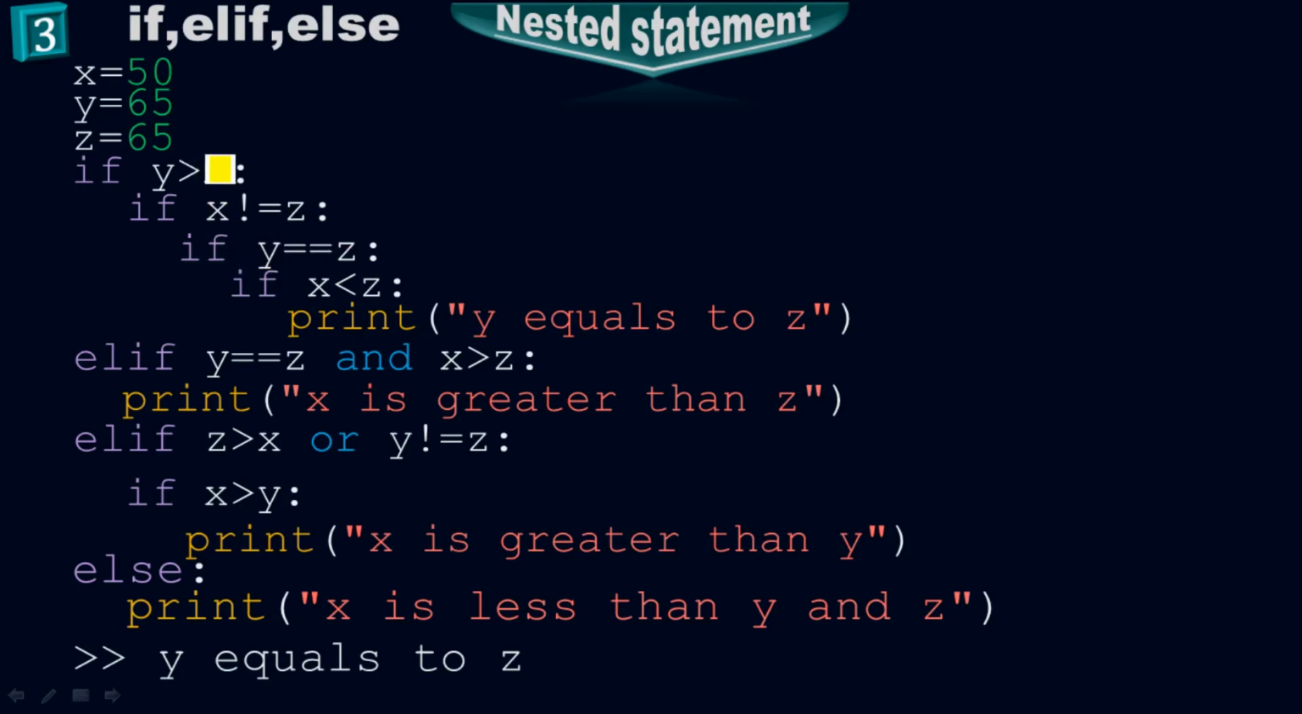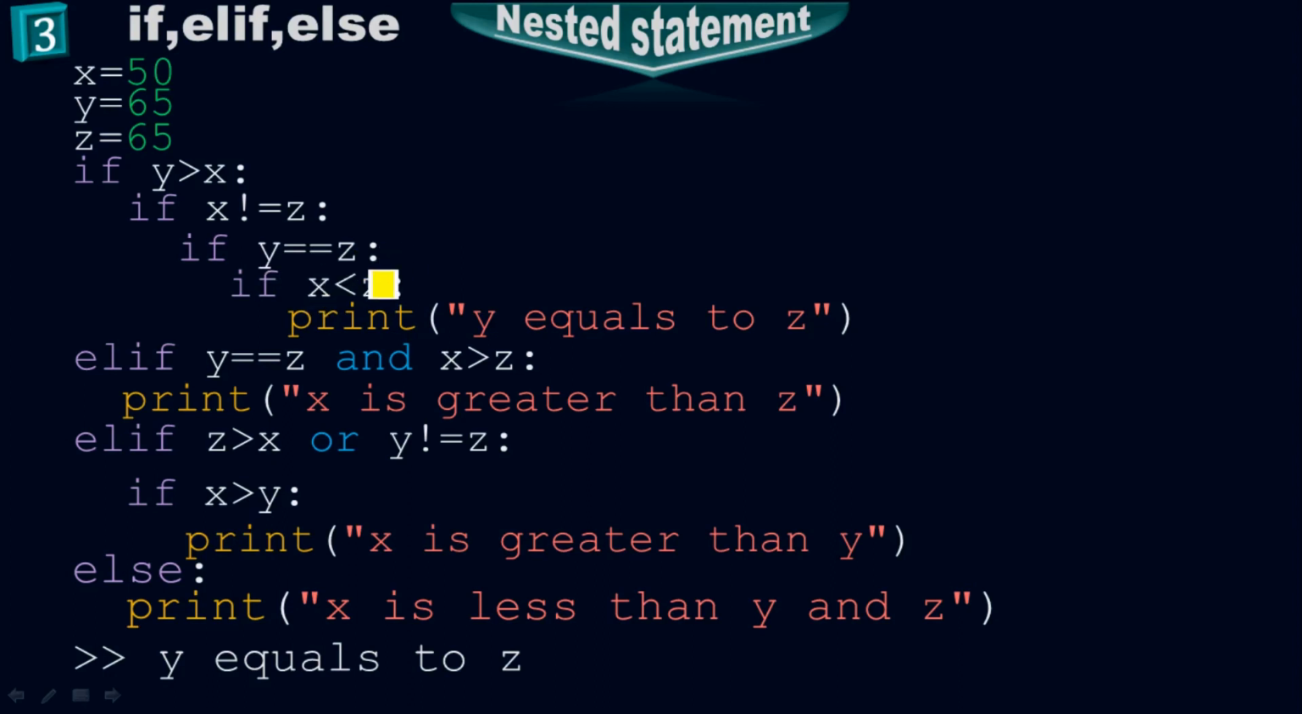From the first to the second, the program checks the first statement. If it is true, then it comes to the second statement. If it is true, then it comes to the third statement. What is the third statement? If y equals to z: y equals 65, z equals 65. So 65 equals 65. Therefore, this condition is satisfied. This statement is true. Y equals to z.